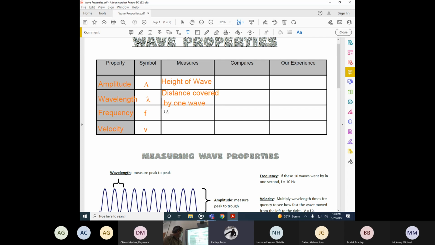The frequency. This is the number of waves in usually 1 second. Although we could measure frequency in different time periods, frequency is about measuring time.